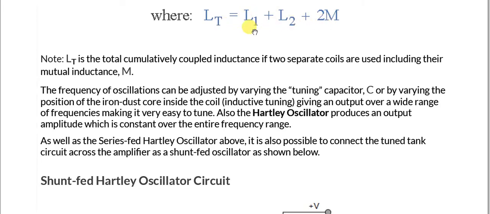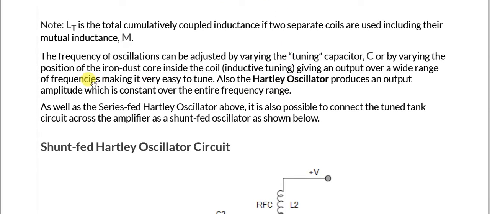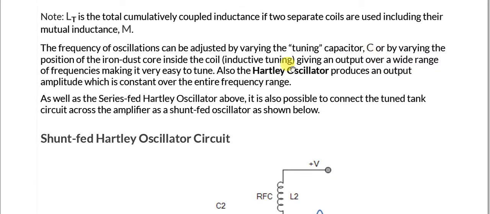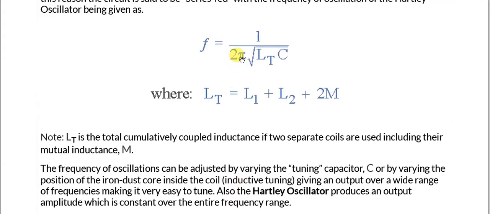The frequency of oscillation can be adjusted by varying the tuning capacitor, as mentioned at C, or by varying the position of the iron dust core inside the coil. These are two ways we can adjust it, because the resonant frequency depends upon L and C. So either change L, change f, or change C, change f. If we change either of these two parameters, we can change the resonant frequency, and the desired frequency can be achieved.